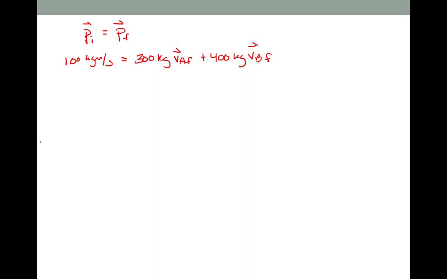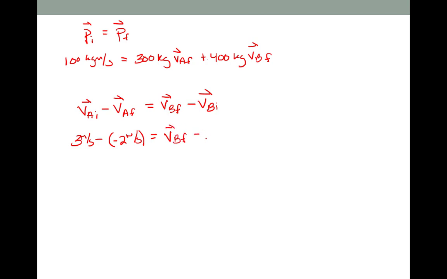What we do know is that it is elastic. So we're going to go to the equation we just derived: VA initial minus VB initial equals VB final minus VA final. This is 3 meters per second minus a negative 2 meters per second equals VB final minus VA final. 3 minus negative 2 is a whole lot like 5. It's actually exactly 5.